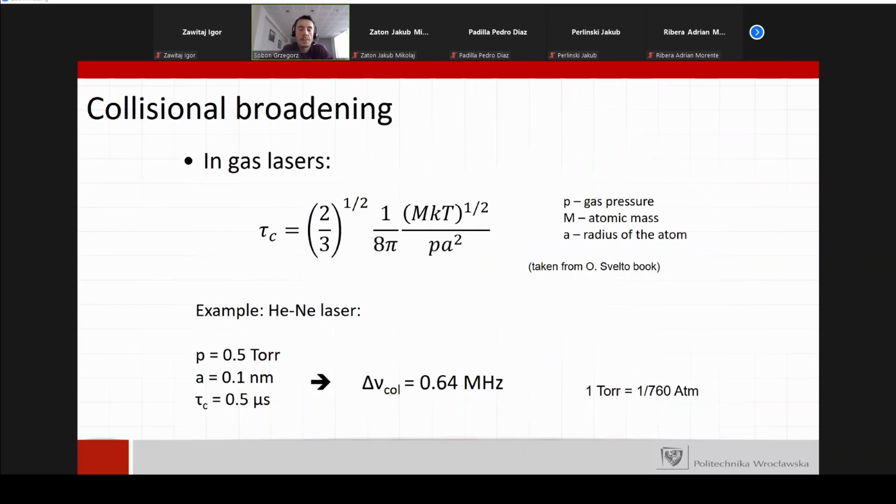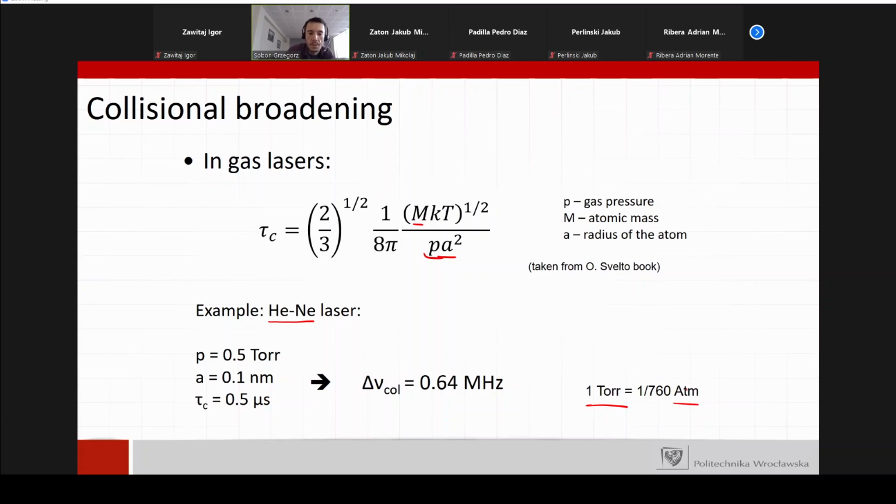So in gas lasers, the collisional lifetime, I've taken this formula from this photonics book, can be calculated using this formula. So it takes into account the gas pressure, atomic mass, and also the radius of the atom. So this is a different formula than the one I showed you before. And as an example, again for a helium neon laser, if we assume that the pressure inside is half a torr, I don't know if you're familiar with the unit of torr. So a torr is 1 over 760 of the atmospheric pressure.